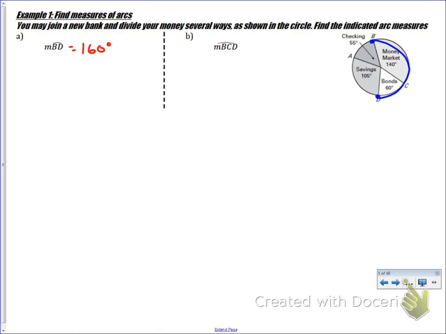And again, we're going to use the same strategy with this. We know that arc BC right here is 140 degrees. We know that the arc DC right here is going to be 60 degrees. And again, I'm going to add them together. 140 and 60 is going to equal 200 degrees. So that's the measure of arc BCD. Now, because these two are a minor arc and a corresponding major arc, we should be able to add them up and equal 360. And if I take 200 and 160 and add them, it does equal 360.